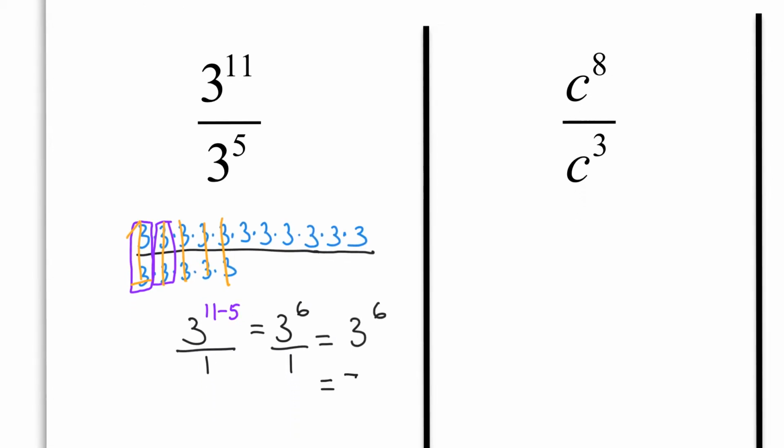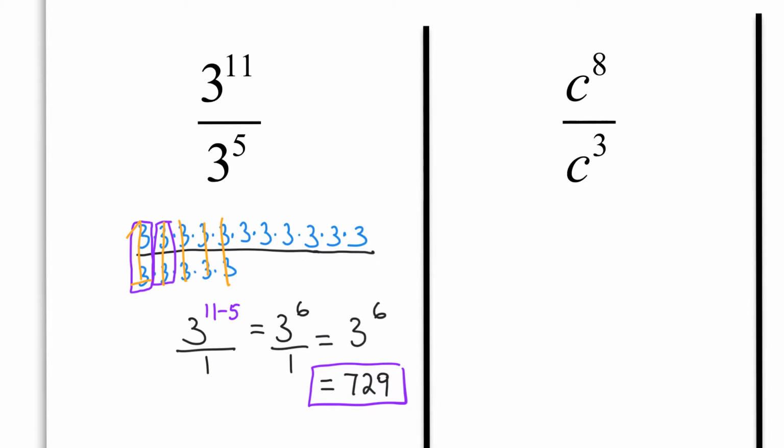It equals 729. Now in your class, you just have to ask your teacher what type of answer your teacher wants. Maybe they want the answer in exponential form, so you have the exponent 3 to the 6th, or your teacher wants to use the calculator and simplify to the actual answer. So just make sure you ask your teacher.